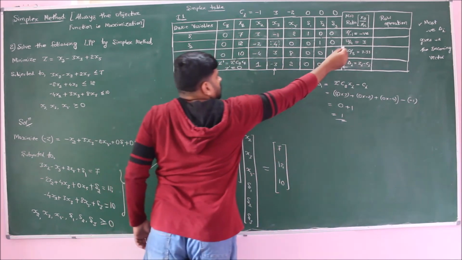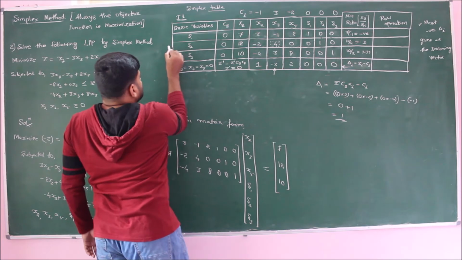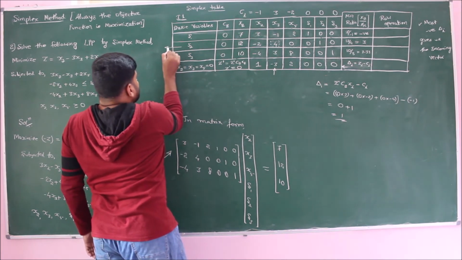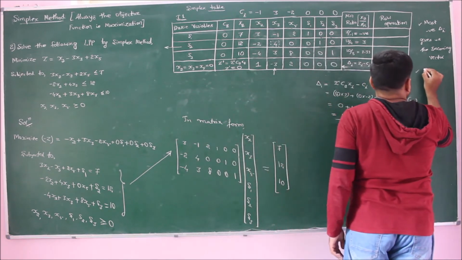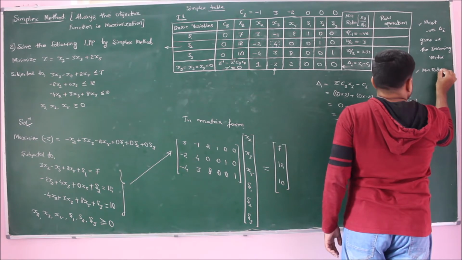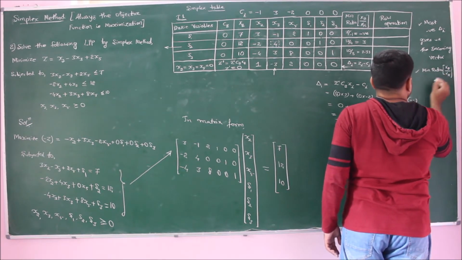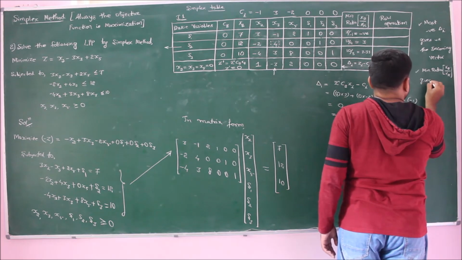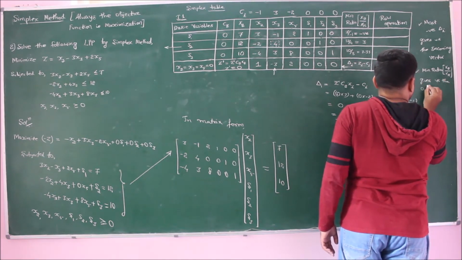So the row corresponding to the minimum value tells us S2 is the leaving vector, that is, the minimum ratio of xb by xk gives us the outgoing vector.